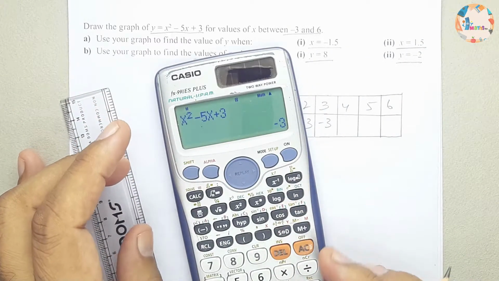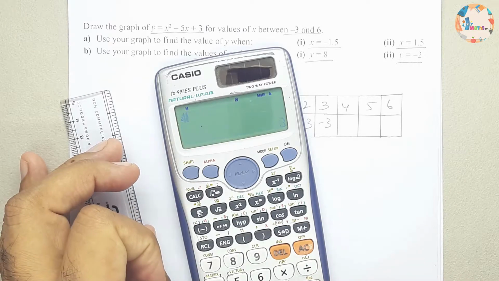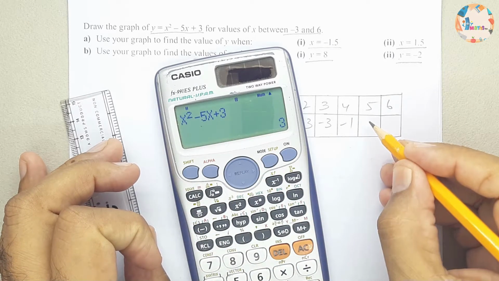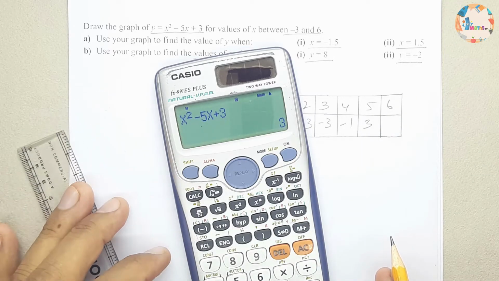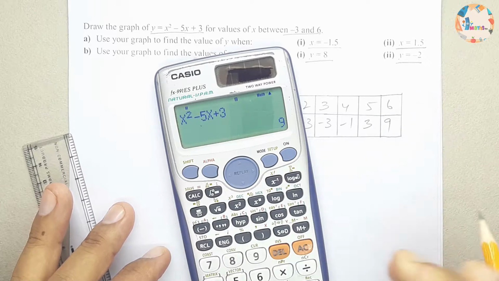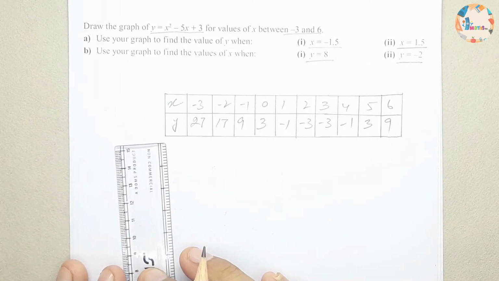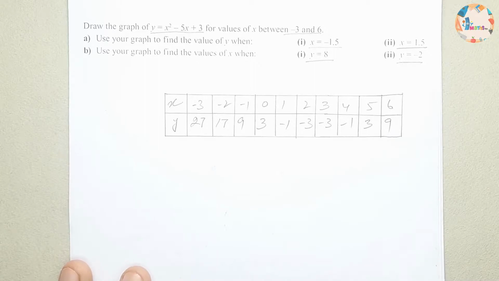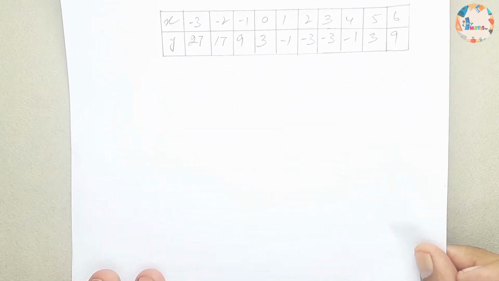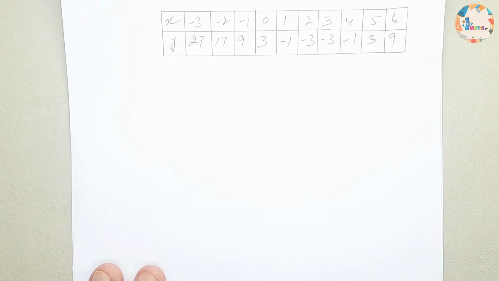And calculate for 4. This is giving us -1. Calculate for 5. This is giving us 3. Then calculate for 6. This is giving us 9. So these are the table of values which we can use and plot, and this curve we will be plotting, and I will be using graph paper for this.